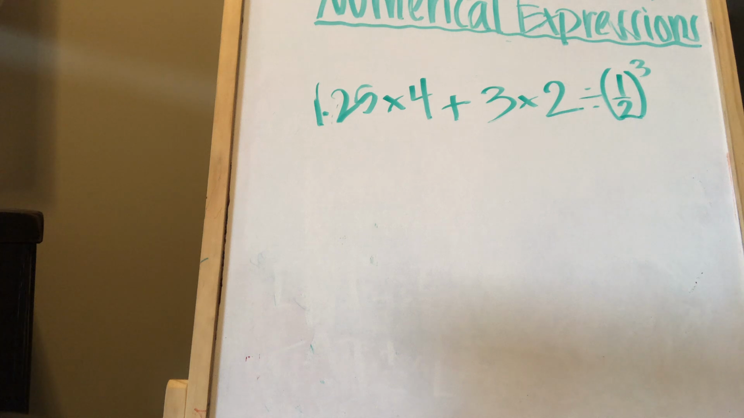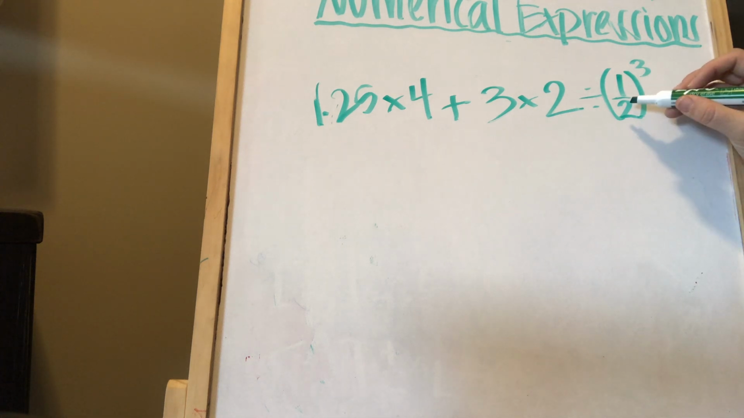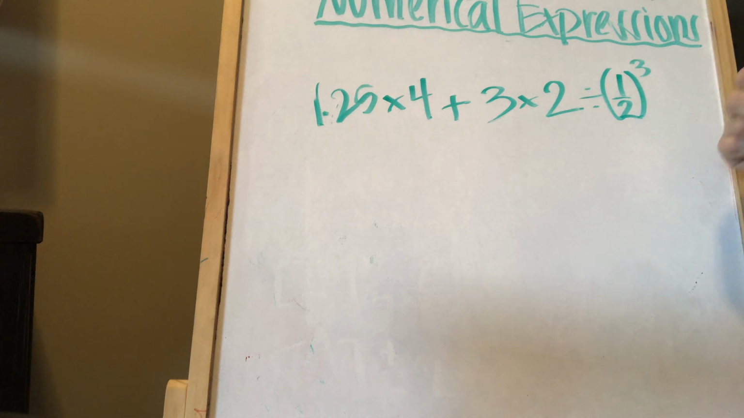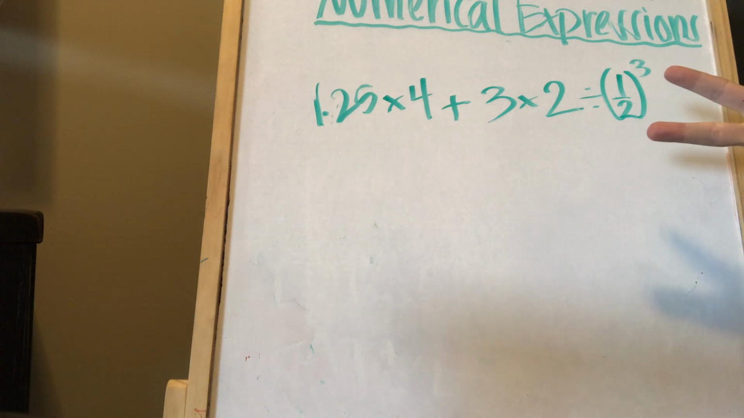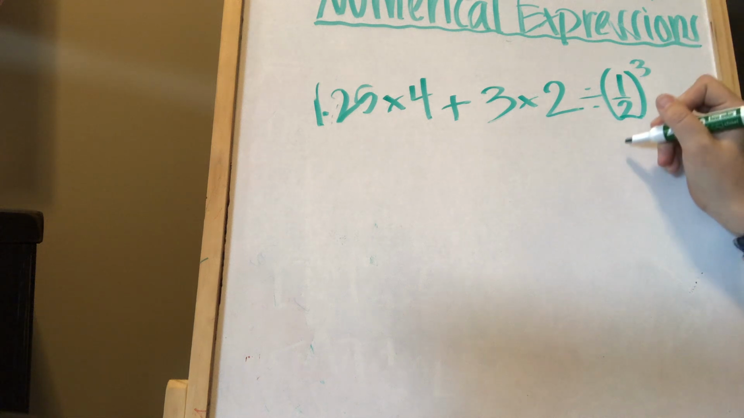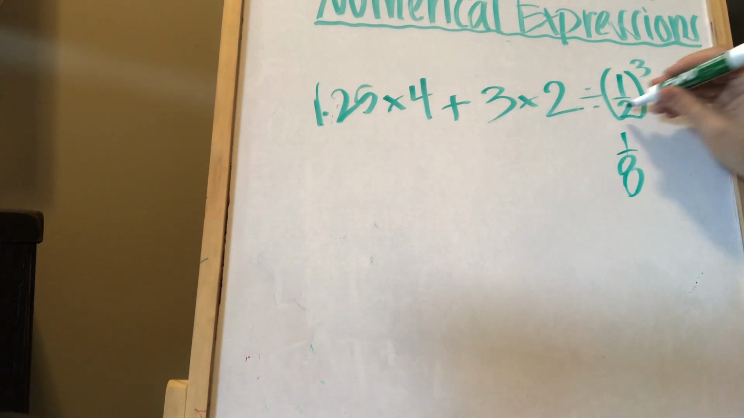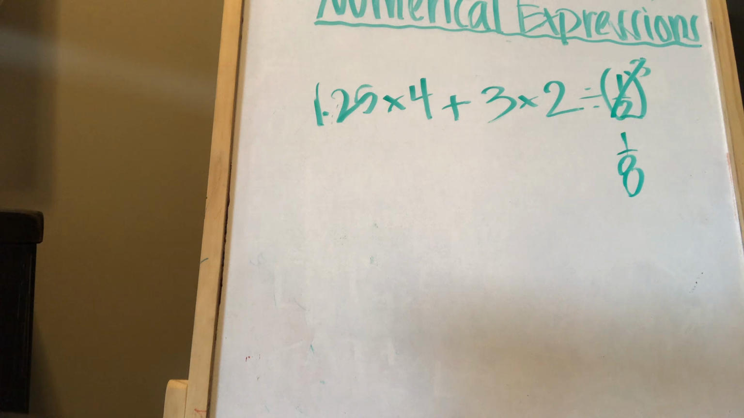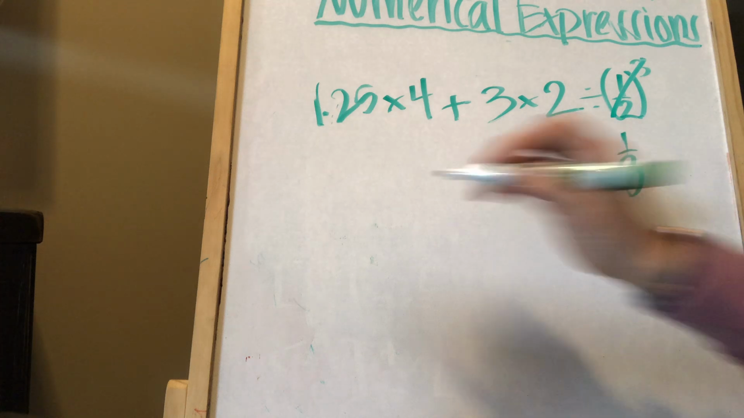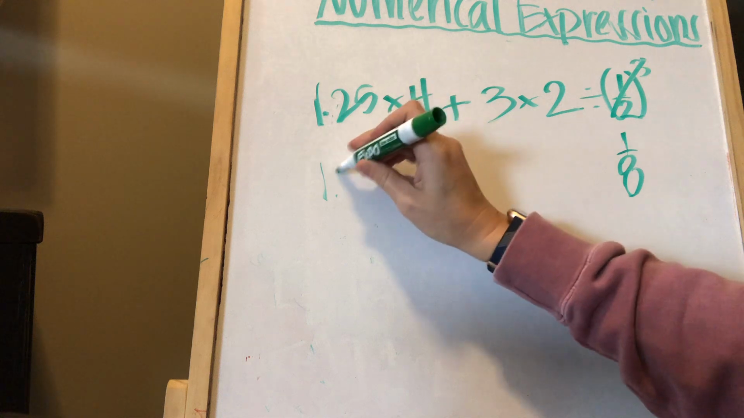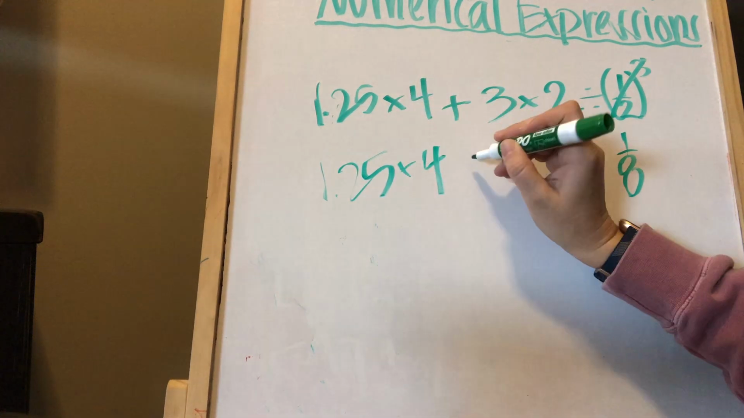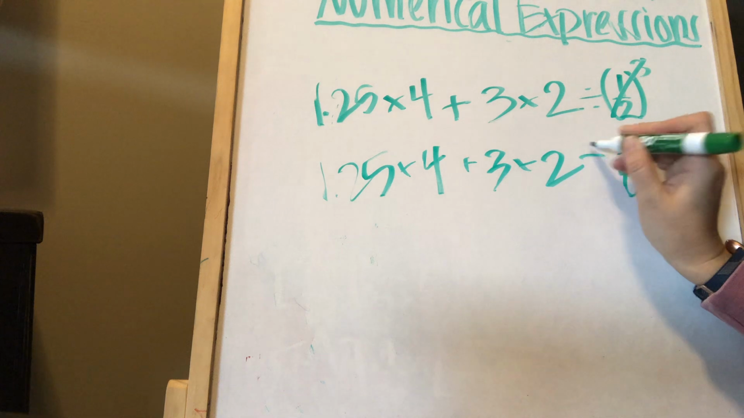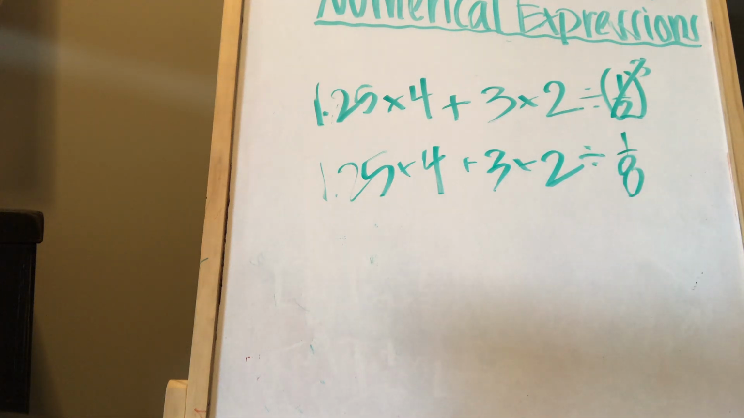If we look at this problem, our first thing that we need to take care of is our 1/2 to the third power. So it's 1/2 times 1/2 times 1/2, which is the same thing as 1/8. I'm going to cross that off now because I know that's taken care of. Now I have 1.25 times 4 plus 3 times 2 divided by 1/8. Our next thing is our multiplication and division, and I'm going to work from left to right to solve this.